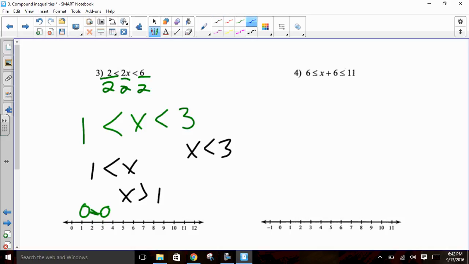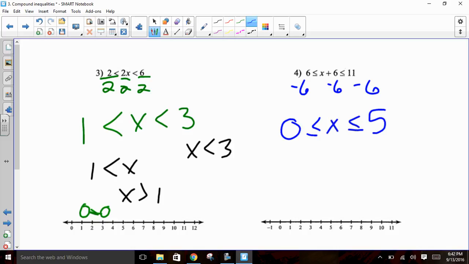So let's take a look at number 4. If I cover up my stuff on the outside, I'm left with x plus 6. How do I undo that plus 6? I'm going to subtract it from all 3 parts. 6 minus 6 is 0. 0, not a weird looking 6, I'm sorry. 0 is less than or equal to x, because it's by itself now, which is less than or equal to 5, because 11 minus 6 is 5.